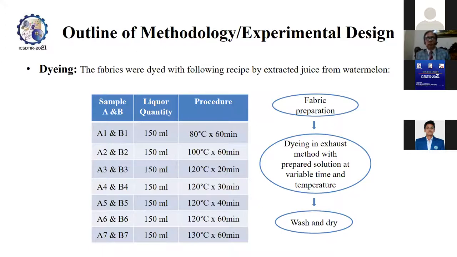the dyeing process. For all samples, the liquor quantity is the same, which is 150 ml. But the seven categories of samples go through variable temperature and time. The first one is at 80 degrees Celsius for 60 minutes. The second one is at 100 degrees Celsius for 60 minutes. The third one is 120 degrees Celsius for 20 minutes.